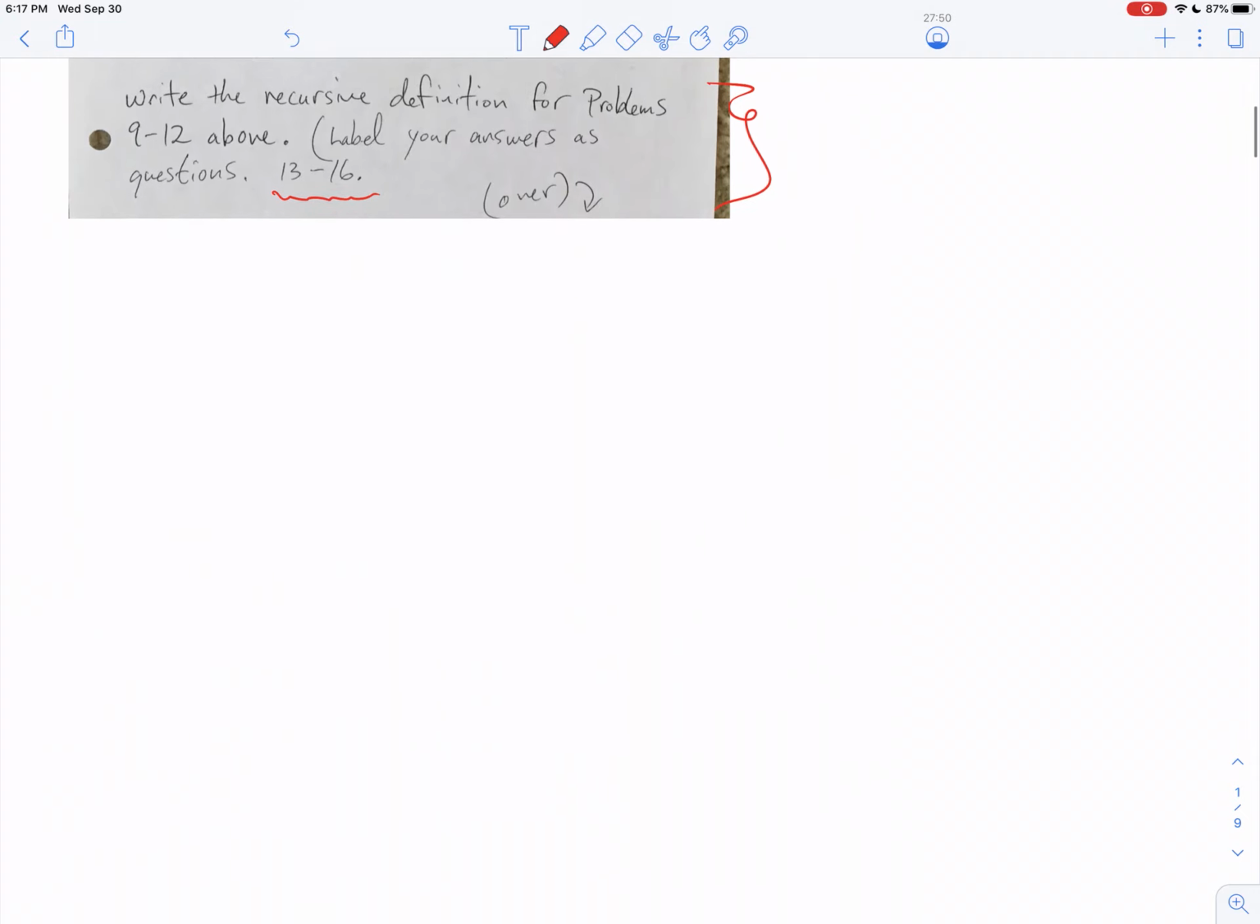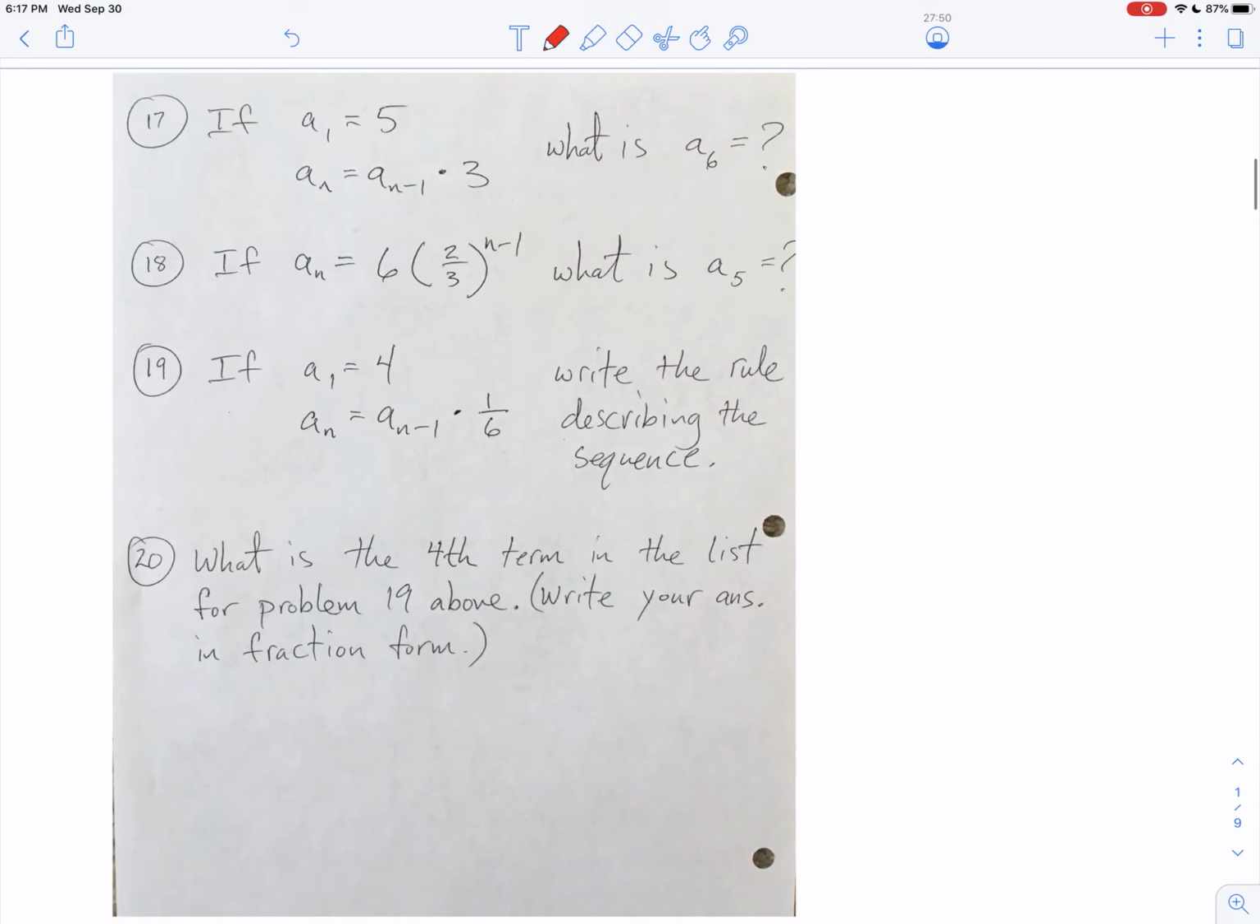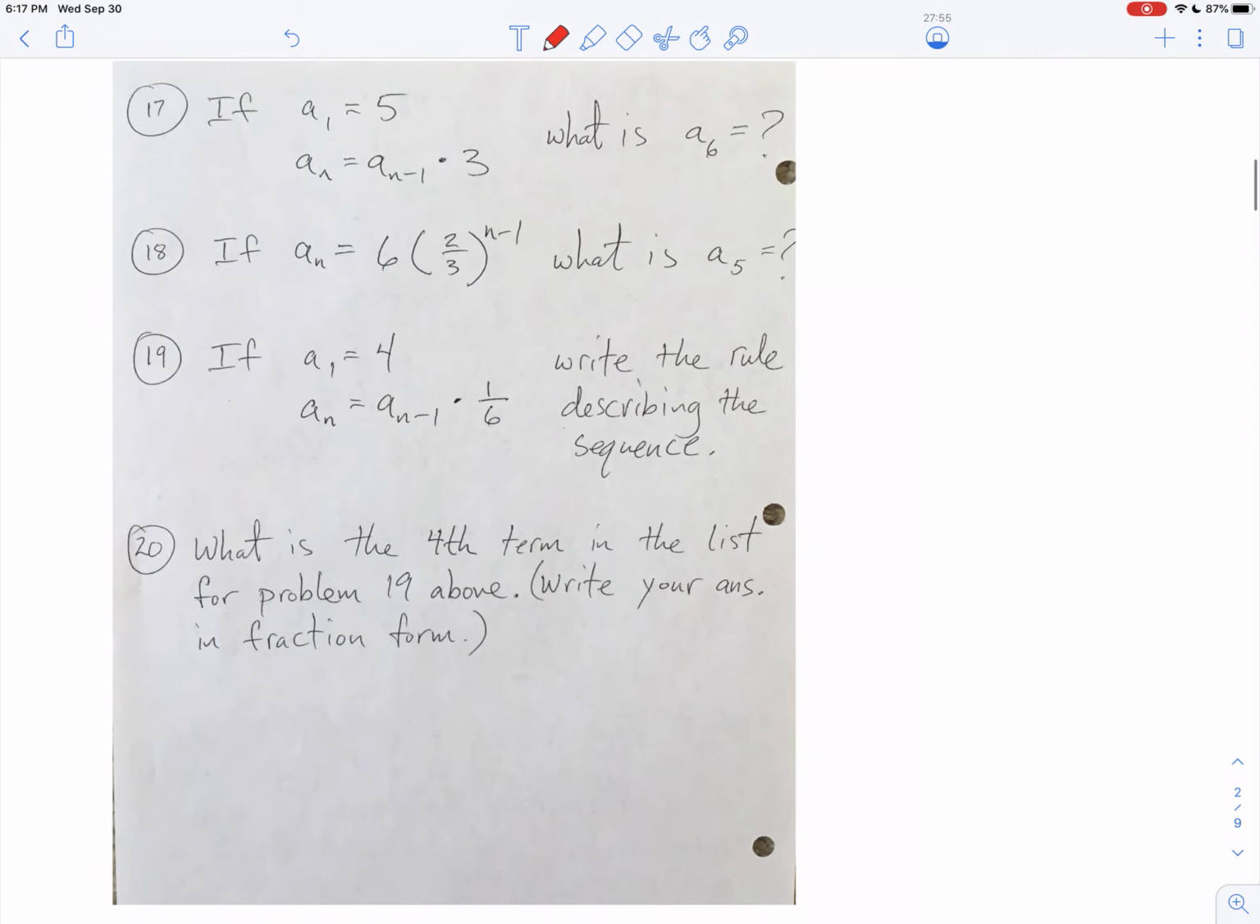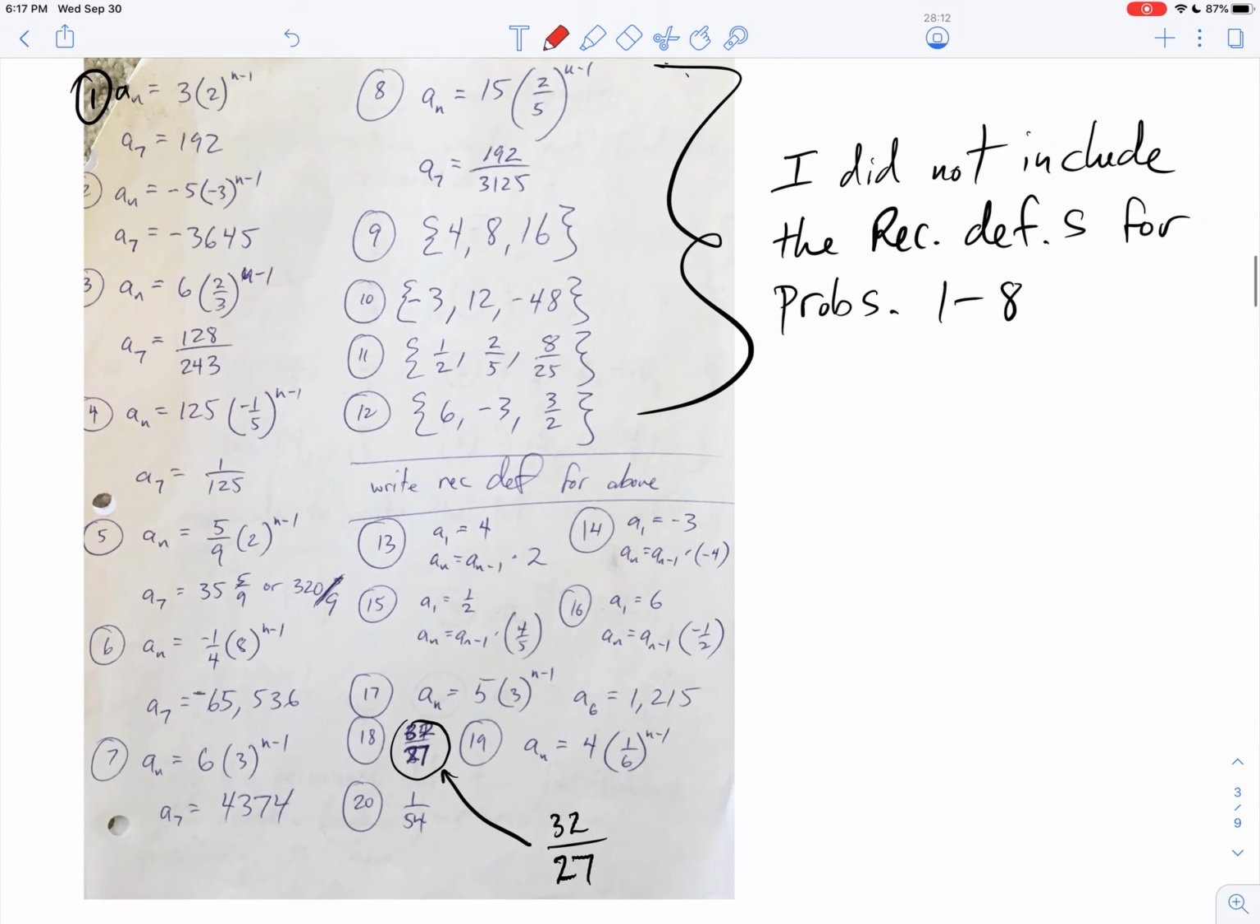And then here's the second page, or the back side of this worksheet. And I just made up some random questions. If a1 equals 5, a sub n equals a sub n minus 1 times 3, what does a sub 6 equal? Okay, so I just wrote out 4 random questions there. All right? Okay, that's that. Here's the answer key.